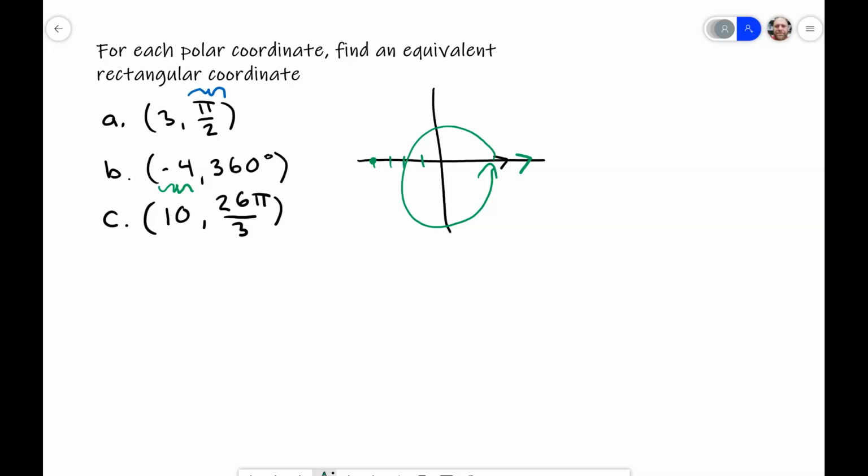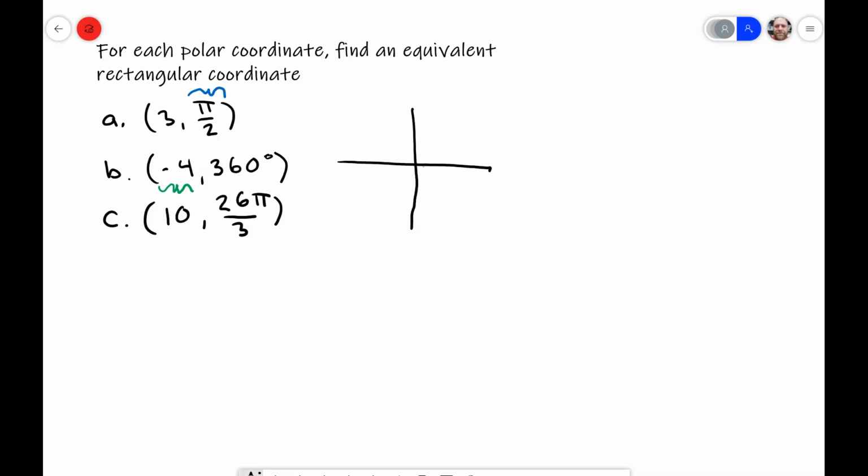All right, and then the last one here, let me erase some of this here. It says 10, 26 pi over 3. So with this one, we really need to first figure out what direction this 26 pi over 3 is going. And for that, we can go ahead and use what?